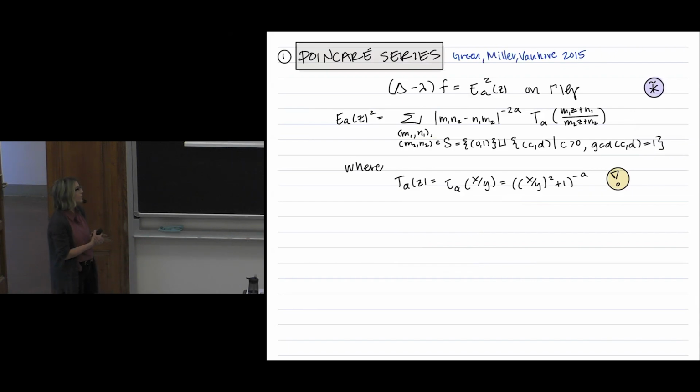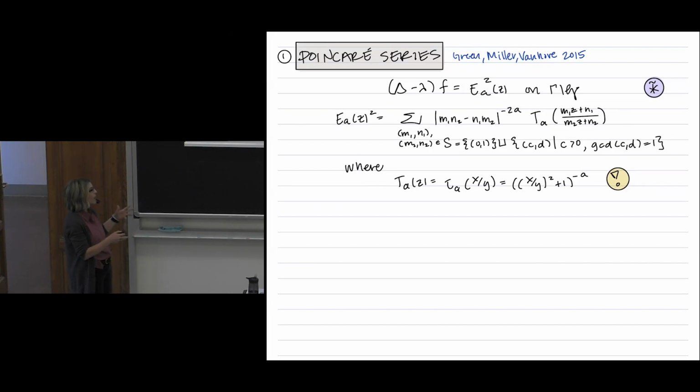One really nice way, first introduced by Green, Miller, and Vanhove in their 2015 paper, is to use Poincare series. One thing I'll note is that in this particular case, when we're talking about half-integer cases, we can only apply this method when the Eisenstein series is squared on the right.